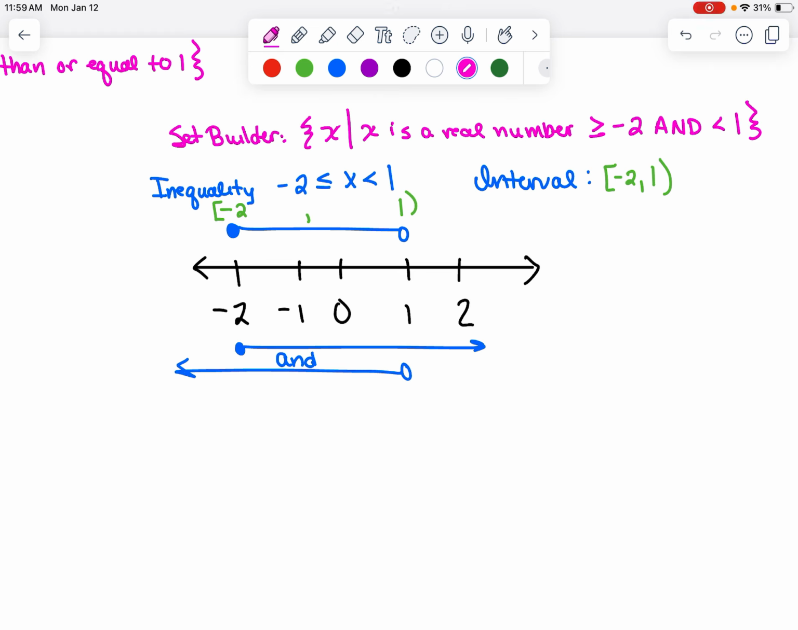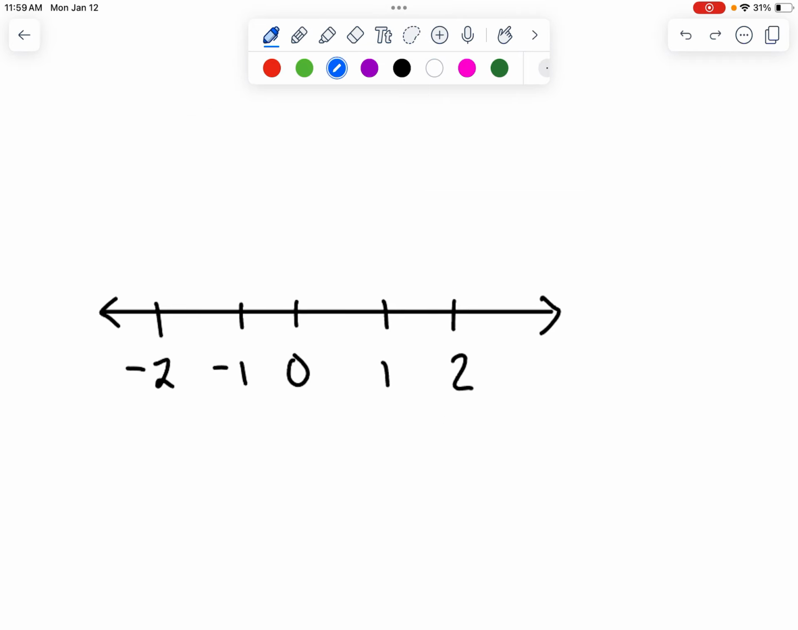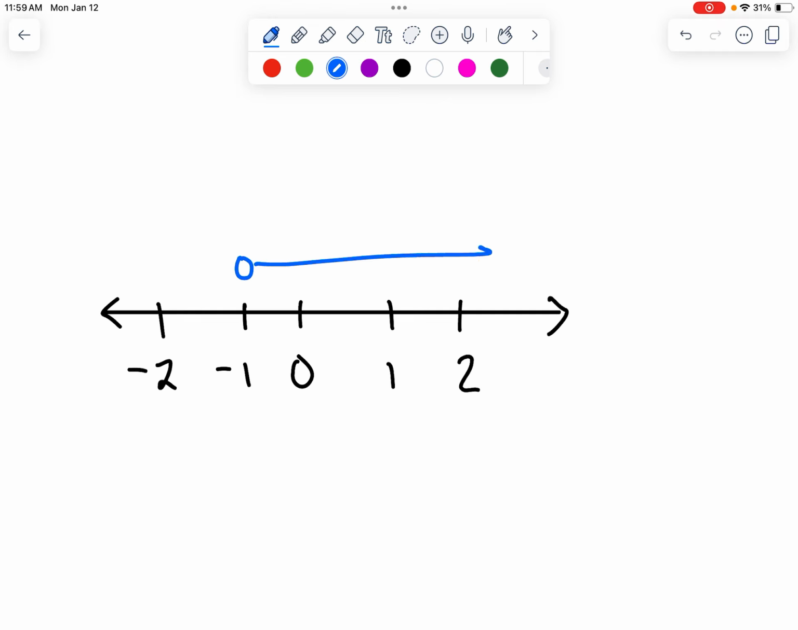It's almost like you're saying this in words. Let's do a singular line, okay? So let's do open and pointing to the right, okay? So as an inequality, you would have solved that and you would have got x greater than -1. That's as an inequality.